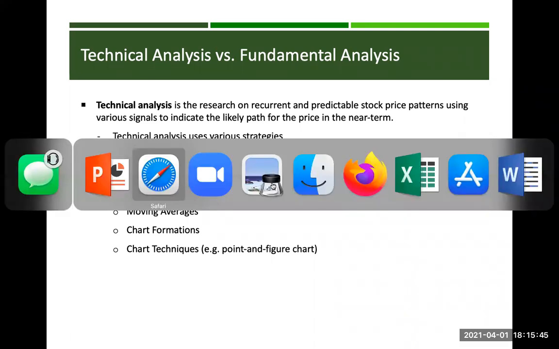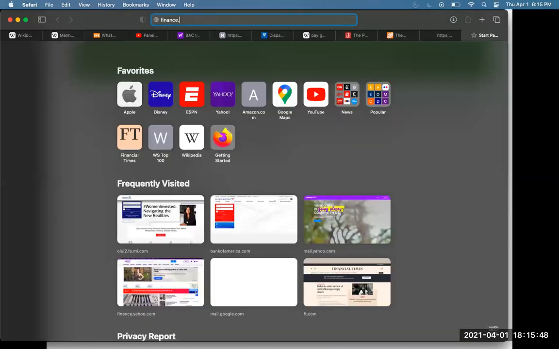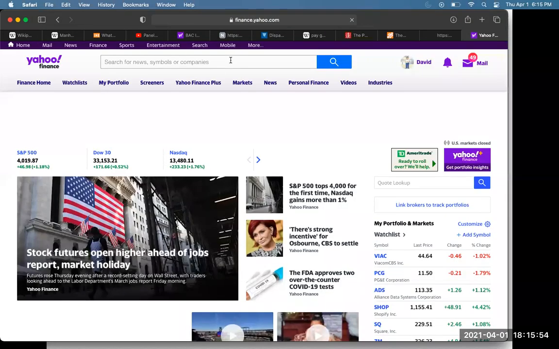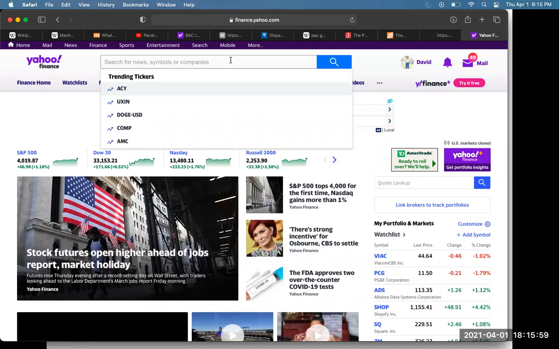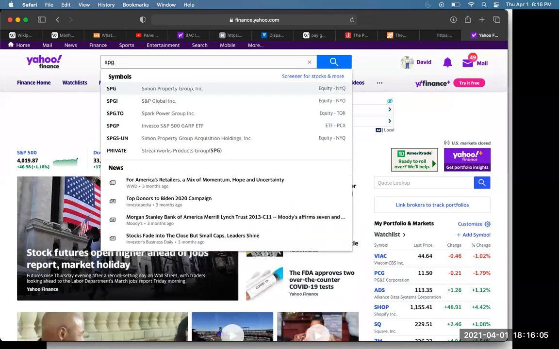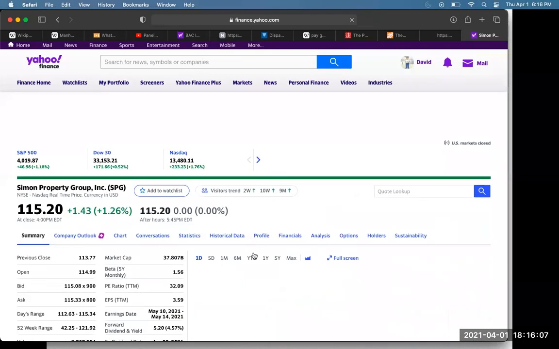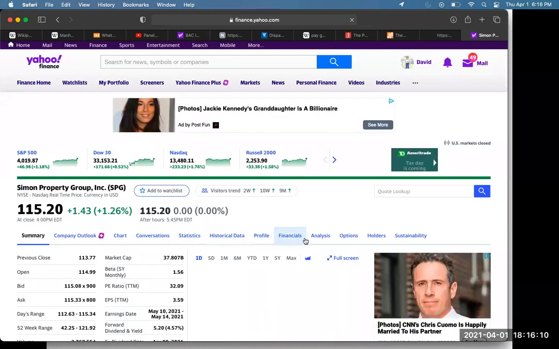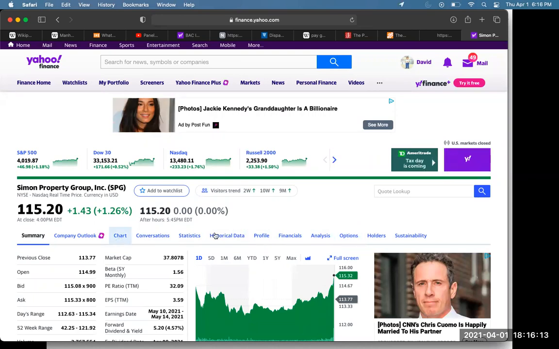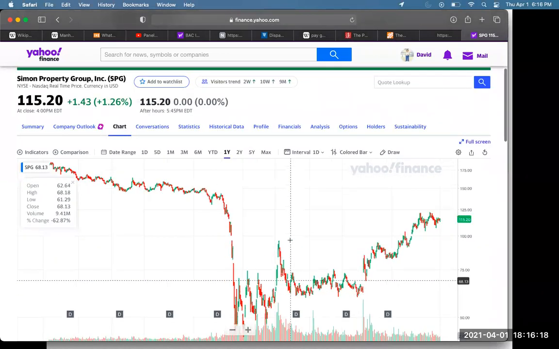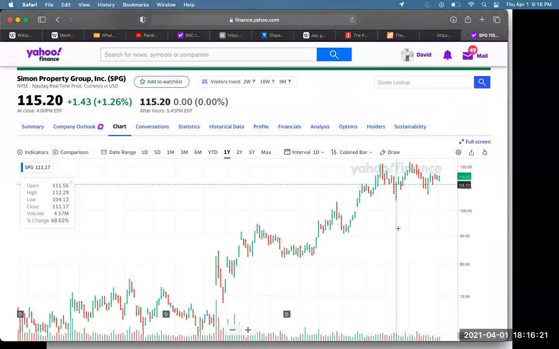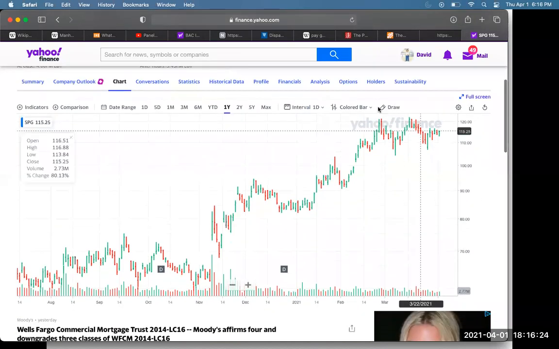If I go back to... does anyone have a specific stock ticker that you like? Not GameStop. SPG. They might actually have some chart technicals built into this.